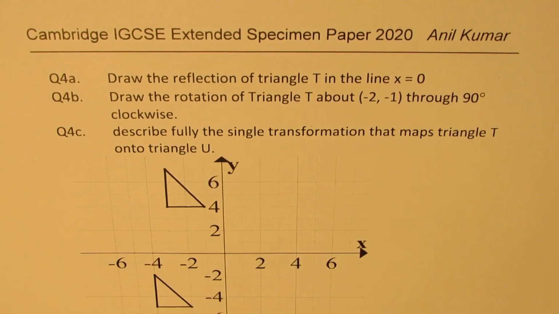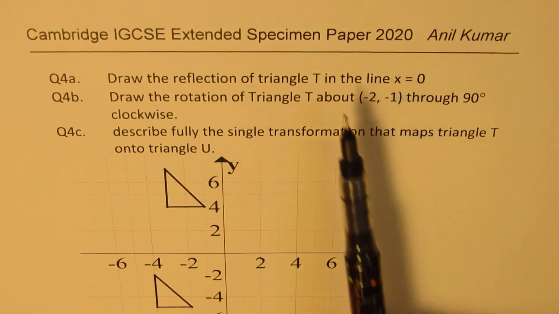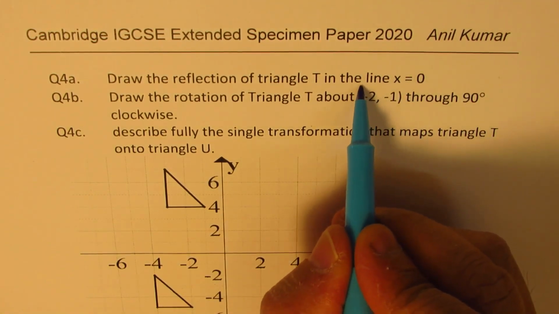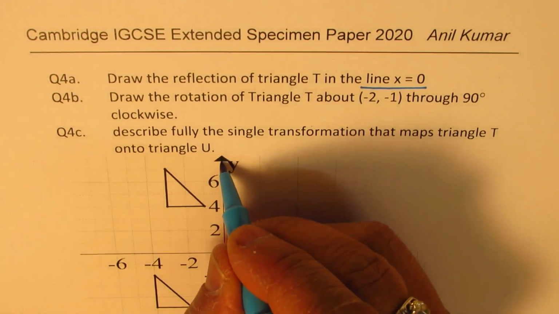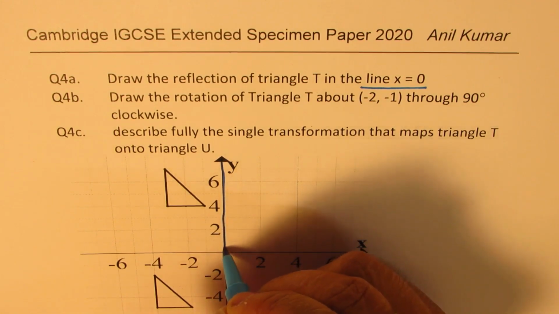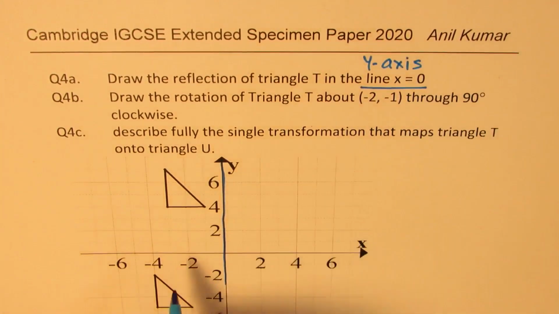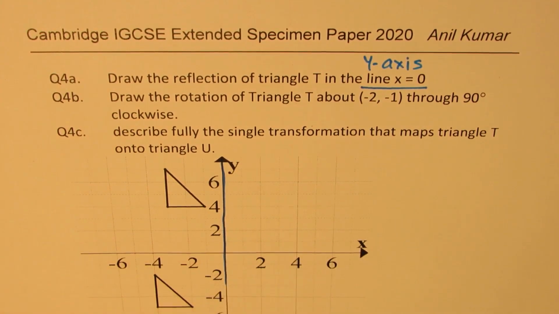Question number 4 here is, draw the reflection of triangle T in the line x equals to 0. Now, very first statement could create a lot of confusion for students, as some may not understand what is the meaning of line x equals to 0. Line x equals to 0 means the y-axis. Do you understand? So it really means the y-axis. So you have to reflect on the y-axis. Every point on y-axis has x equals to 0. So that's the vertical line we are looking into. So I hope this first thing is very clear.